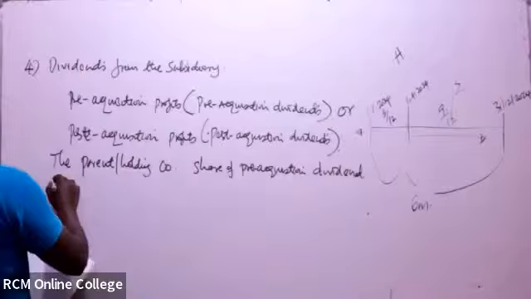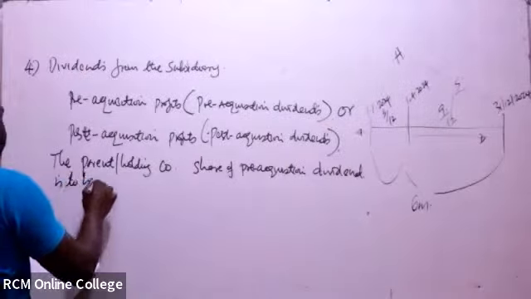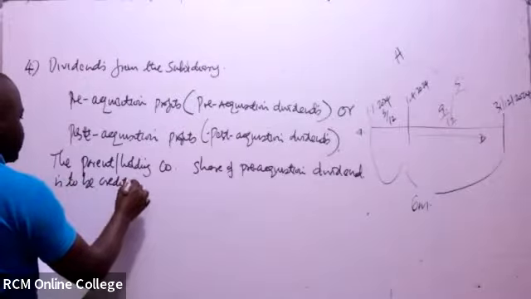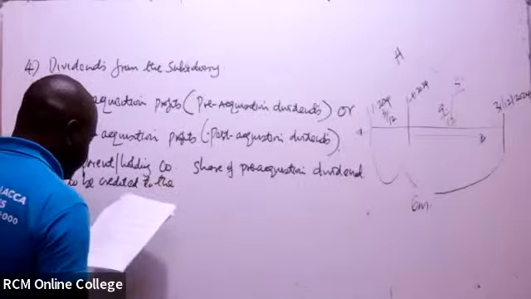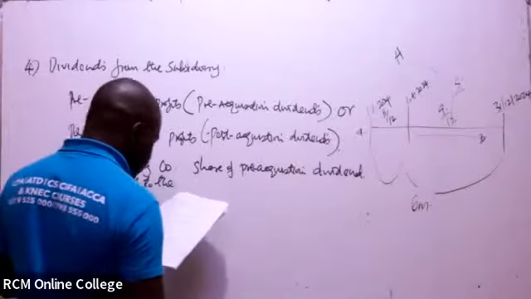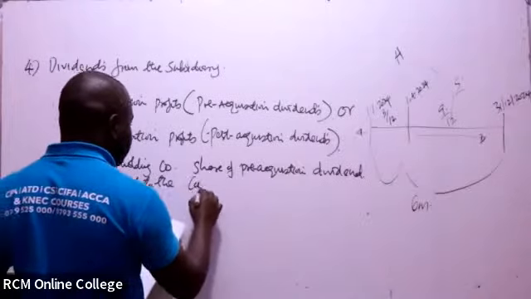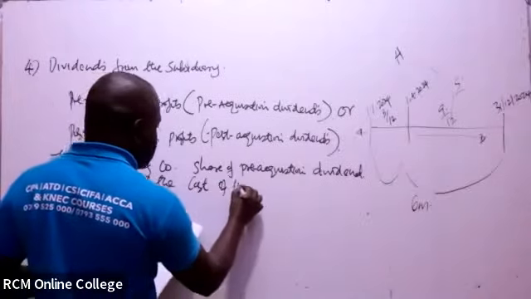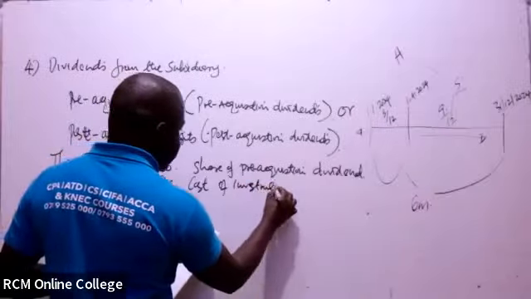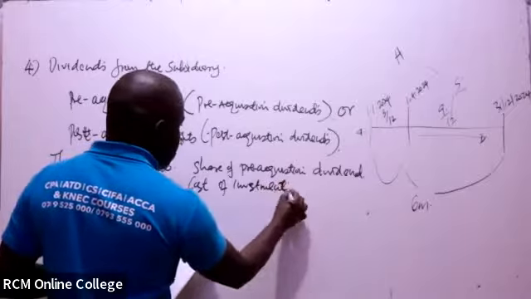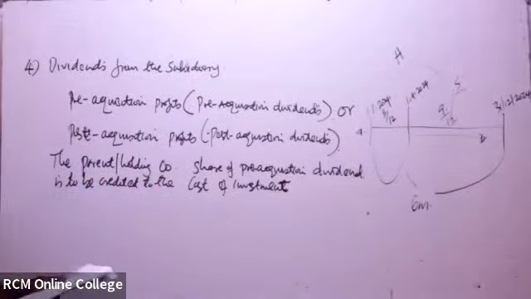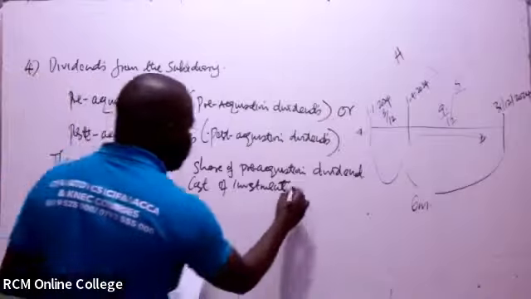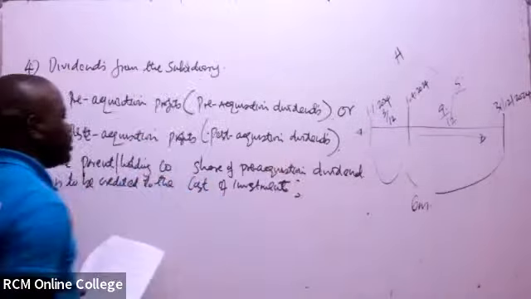The parent's share of the pre-acquisition dividend is to be credited to the cost of investment. So you put a semicolon. This simply means this is what will happen.